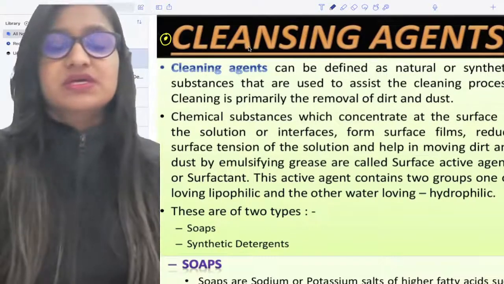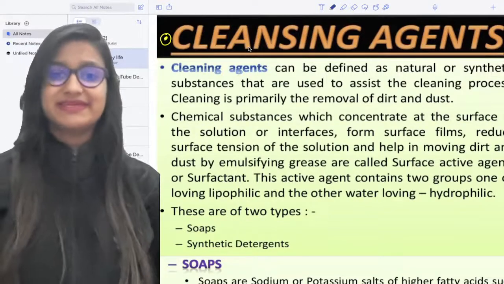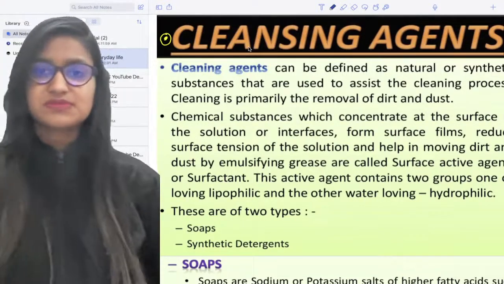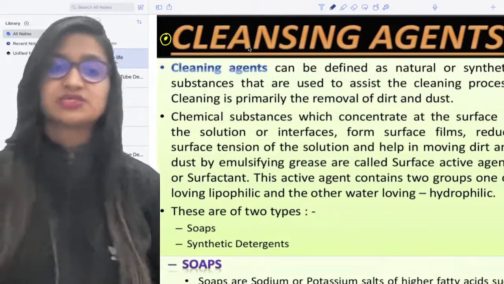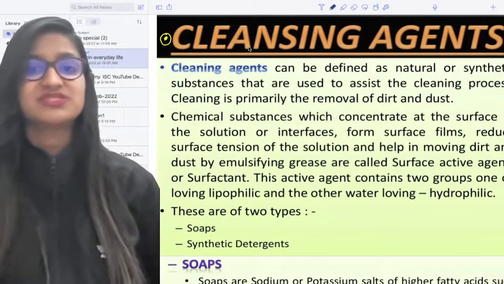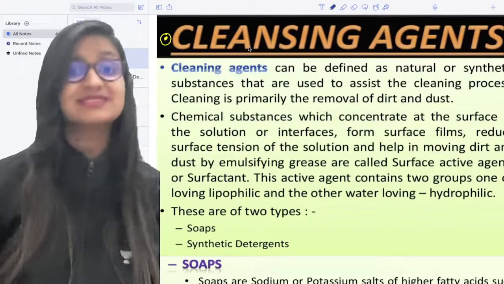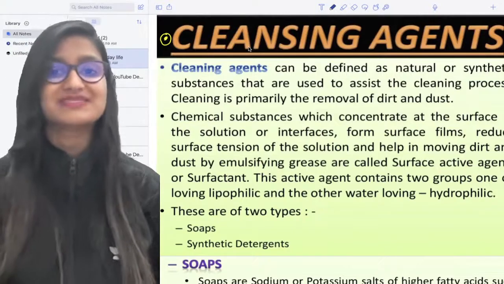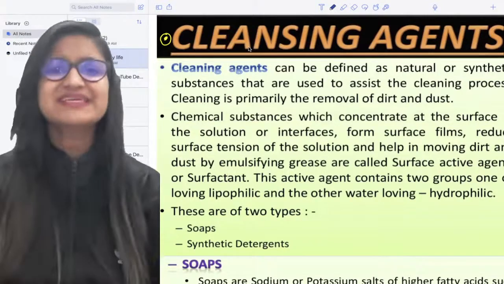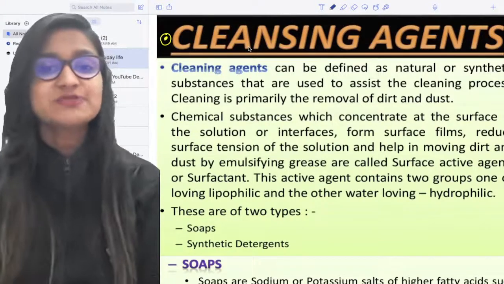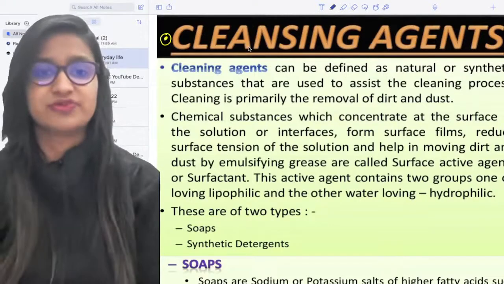So as the name suggests, these are your cleansing agents. These can be natural as well as synthetic. Cleansing agents can be defined as natural or synthetic substances that are used to assist the cleaning processes. What happens with them? Cleaning becomes easy. Cleaning is primarily the removal of dirt and dust, right?